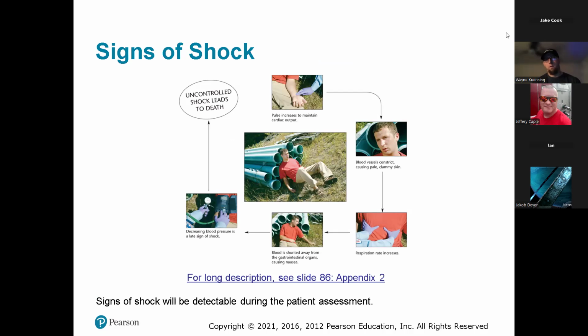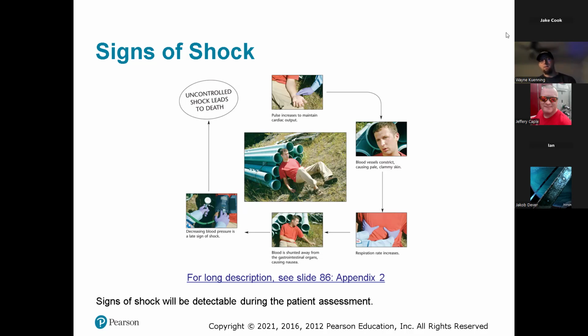So this illustration kind of covers what we just talked about. Stage 1 is pulse increases to maintain cardiac output. Stroke volume times heart rate is what's used to calculate minute volume, which is how much blood circulates through your circulatory system in a minute.